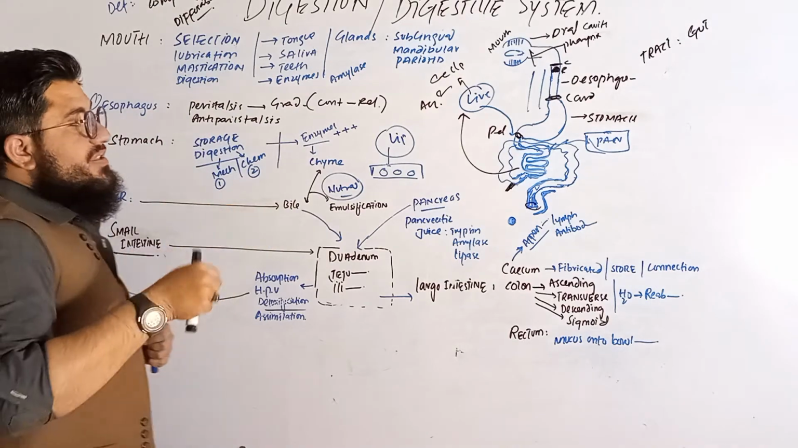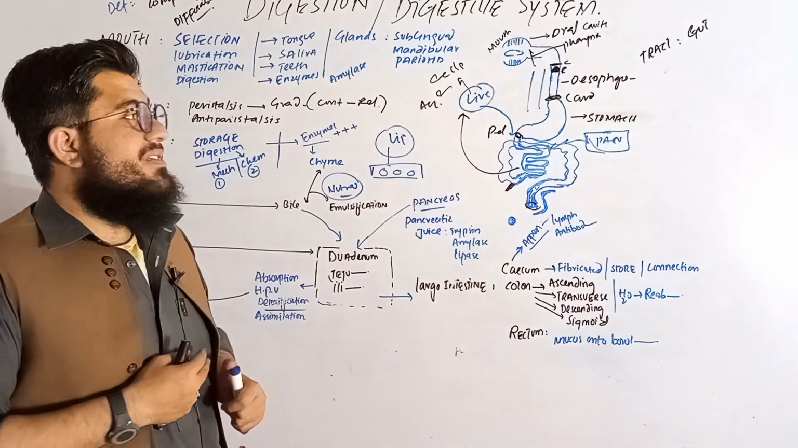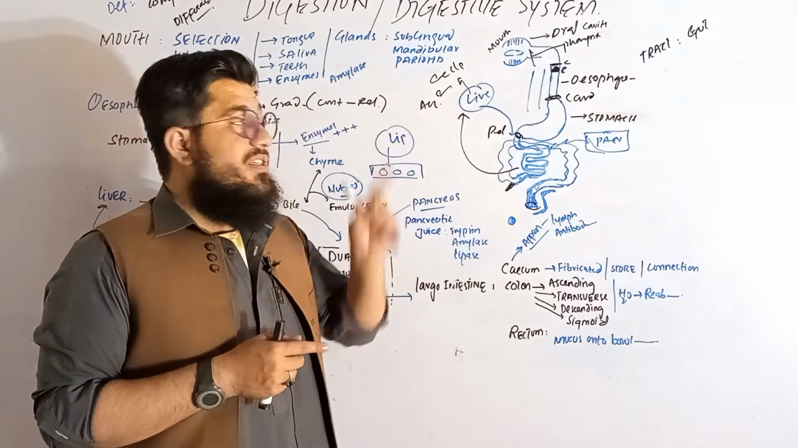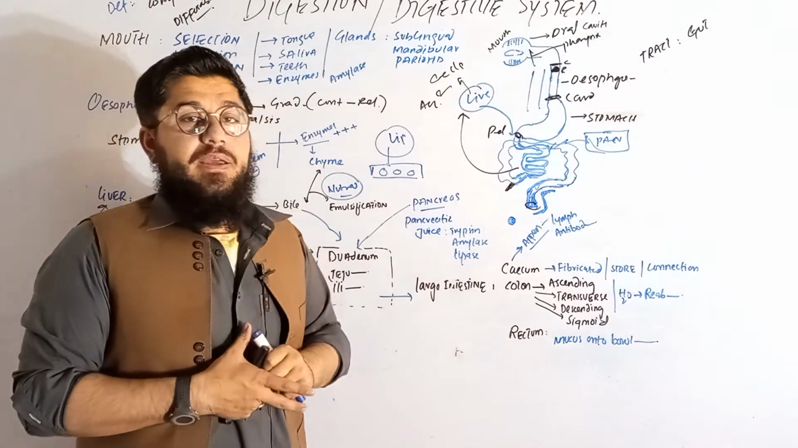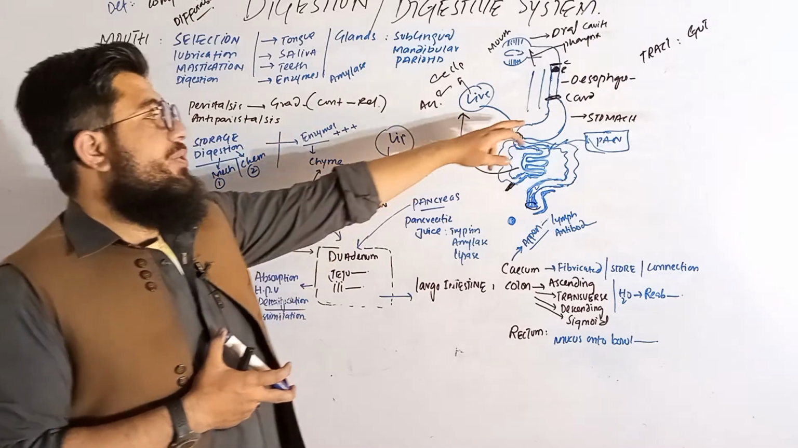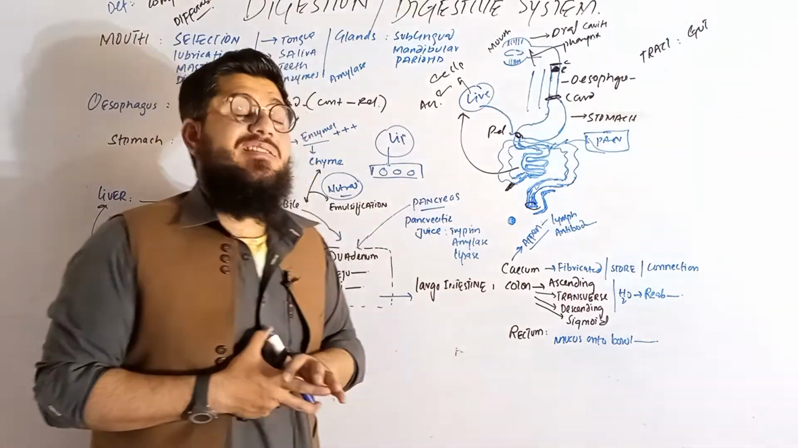Now as it reaches the stomach, there is a gate available, known as a sphincter. As the bolus touches the stomach, this gate, the sphincter, will open. As the sphincter opens, it will allow the food to go into the stomach. This sphincter is named the cardiac sphincter.